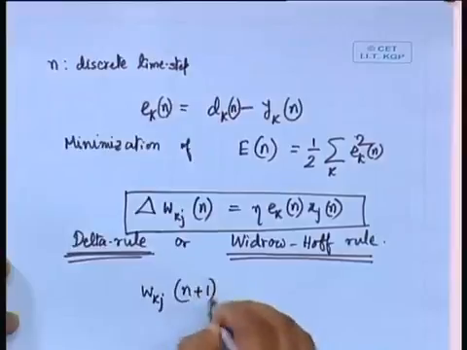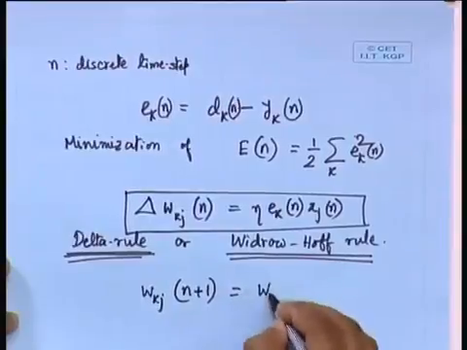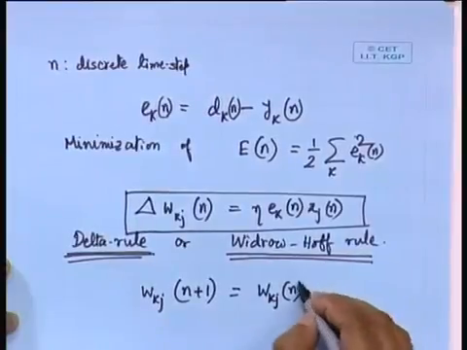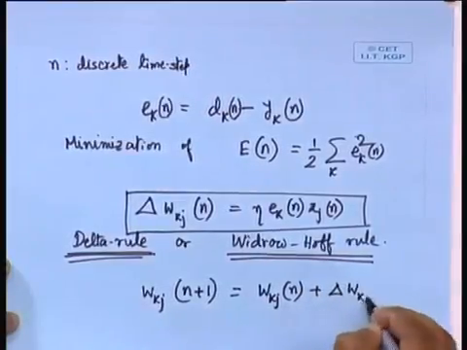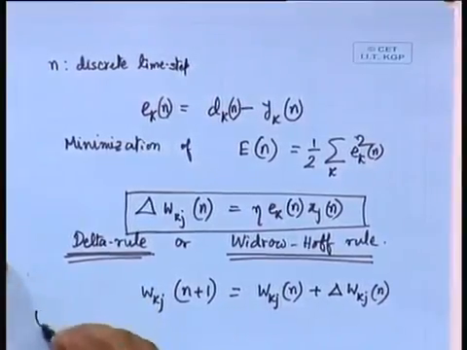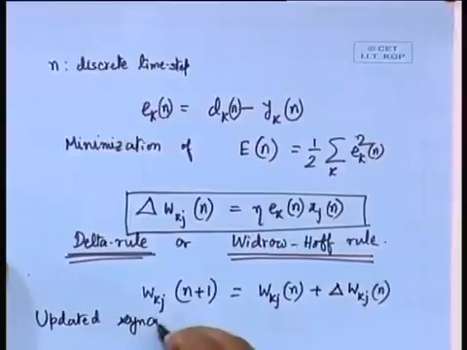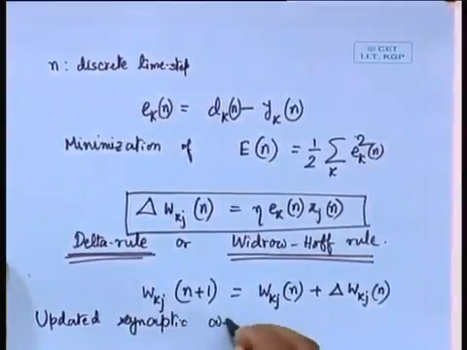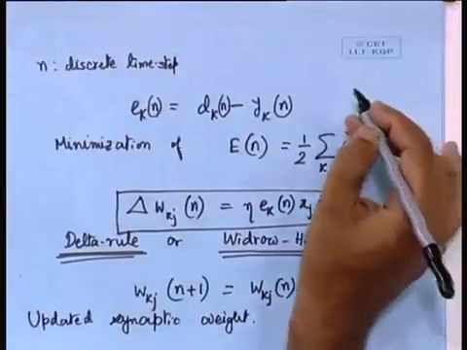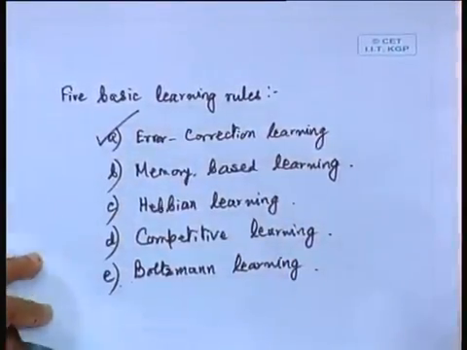So we are going to say that w_kj at the time step n plus 1 should be equal to the w_kj which we had in the time step n, plus this delta w_kj at the time step n. So this is going to be the updated synaptic weight. This is the simplest form of what we had discussed as the first category, that is the error correction learning.